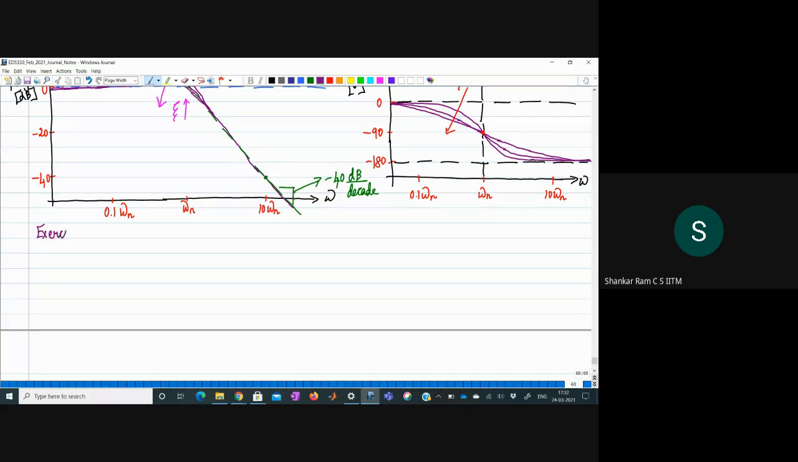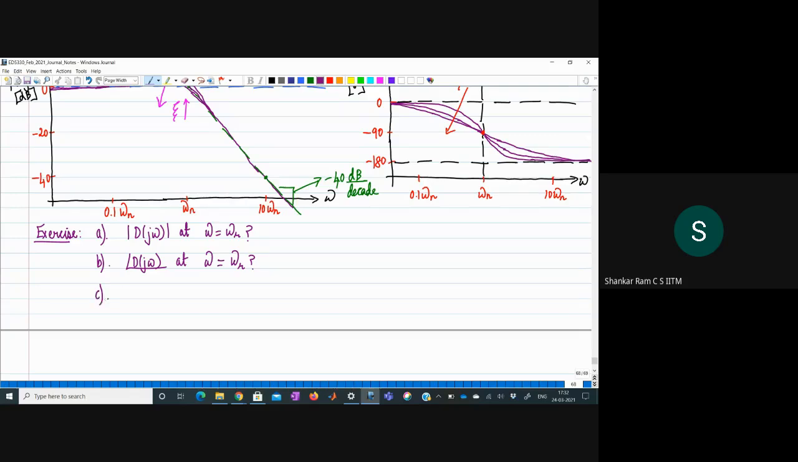So as an exercise, please find out what will be the magnitude of this D of j omega factor at omega equals omega r. Okay, that is problem 1. And what is the phase of this D of j omega at omega equals omega r? So what you need to do is that in the expressions for the magnitude and phase of this factor, you substitute omega equal to omega r, and then we can evaluate the magnitude and phase. All right, so I leave it as an exercise.